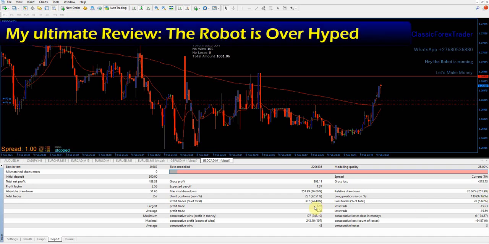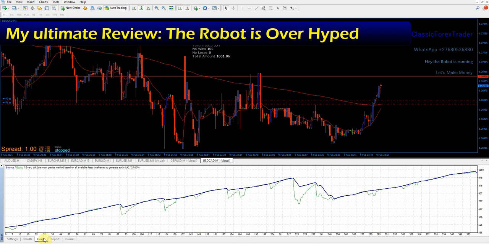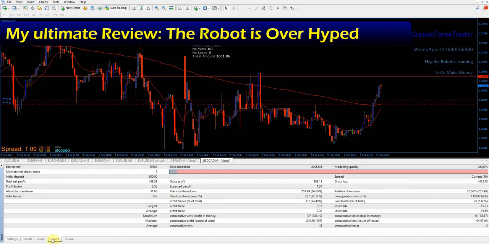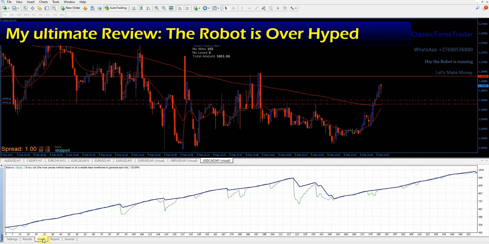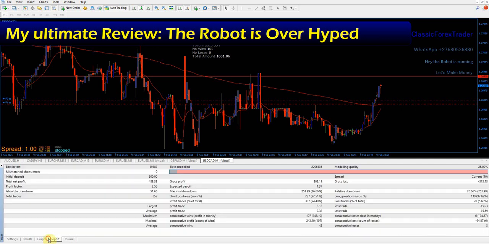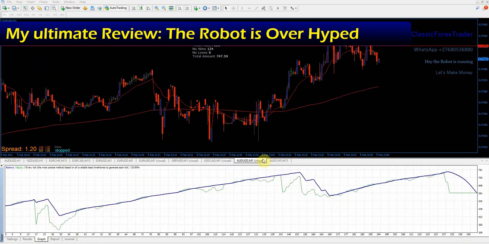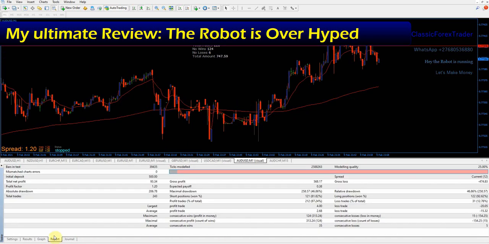My ultimate review of this robot is that if you are a small-scale trader who cannot afford to lose $300 and above, please don't buy this robot. This robot is overhyped. It is not stable to make you consistent profits. Sometimes it wins, sometimes it loses big. This bot is best used by big account holders and professional traders. This robot is not for running 24/7 without monitoring. It is not intelligent like the way he put it.